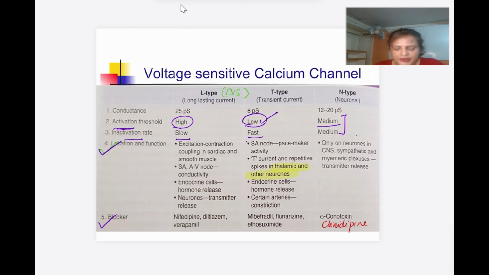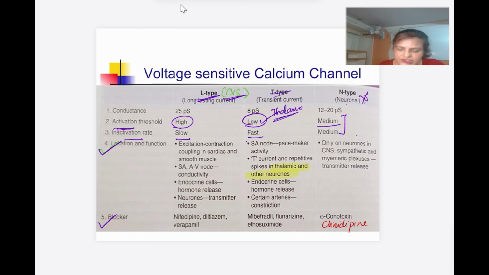This L type is mainly present in the cardiovascular system. This is the one with long lasting current. T type, remember, T for thalamic. And N type is present only in the neurons. There is one drug which acts by blocking the N type of the neuronal calcium channel.